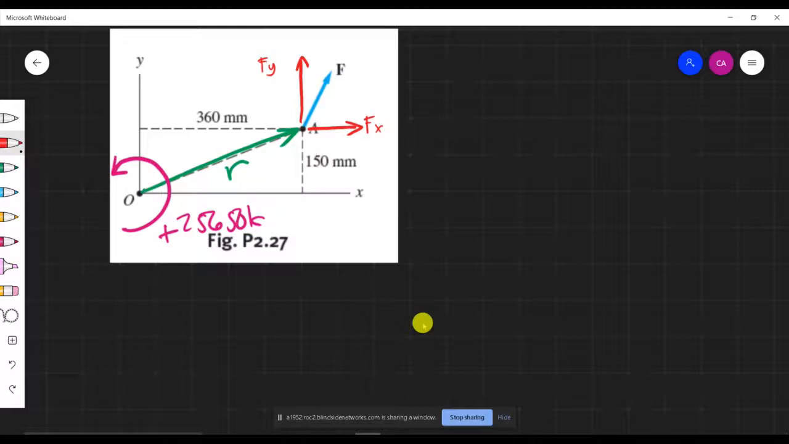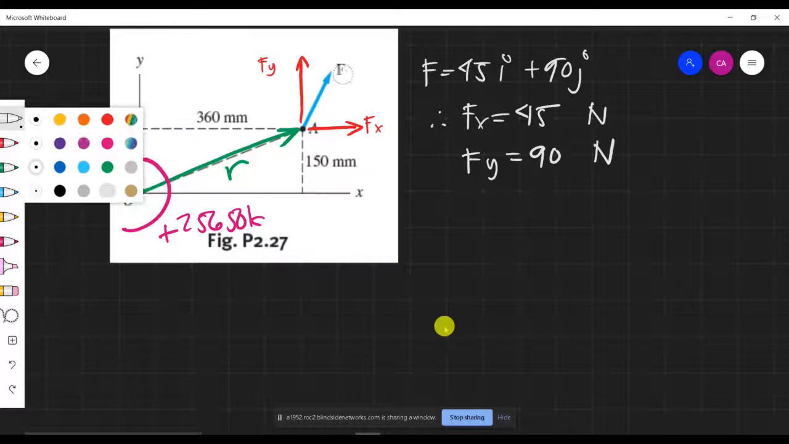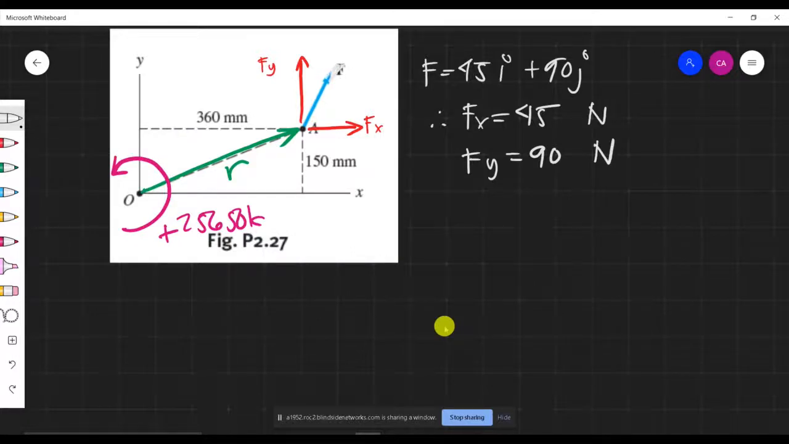Okay? Na kung saan, kapag tinignan natin, so si F is equals to 45I plus 90J. So, ibig sabihin nun, si F sub X is equals to 45 at si F sub Y is equals to 90 Newton. Okay? So, equivalent pala yan kapag, halimbawa, inalis natin to. Wala na yung vector F. So, instead of vector F, titignan na lang natin siya as two force. Okay, Fx and Fy. Okay?